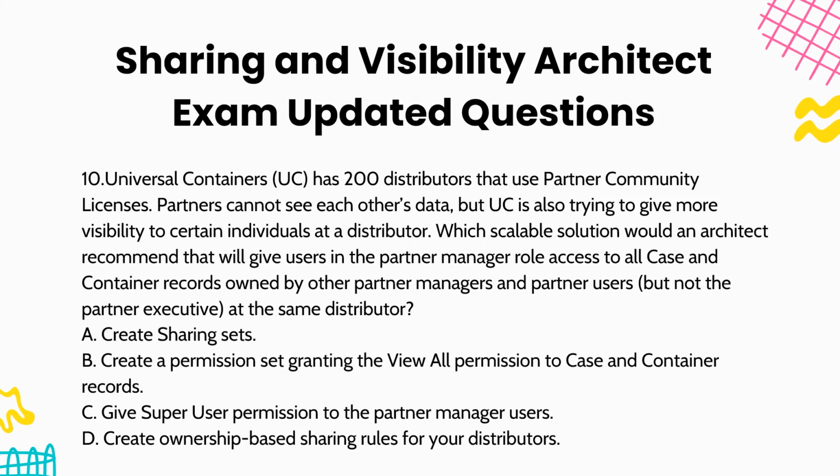10. Universal Containers, UC, has 200 distributors that use partner community licenses. Partners cannot see each other's data, but UC is also trying to give more visibility to certain individuals at a distributor. Which scalable solution would an architect recommend that will give users in the partner manager role access to all case and container records owned by other partner managers and partner users, but not the partner executive, at the same distributor? A. Create sharing sets.